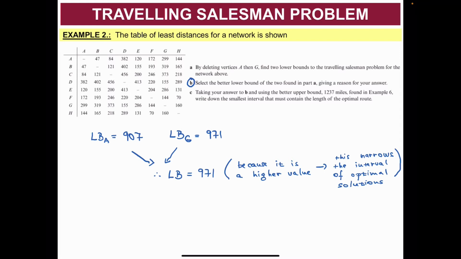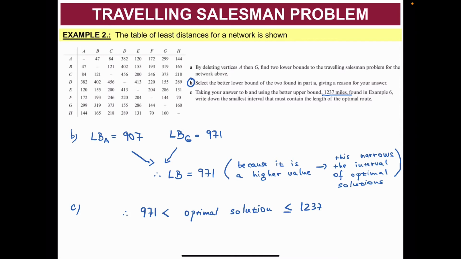And this would be the C case: taking your answer to B using the better upper bound, 1237. That was again from before. Write down the smallest interval that must contain the length of the optimal route. So you can say that 971 was the lower one. Then there will be the optimal solution, and it's less than or equal to 1237, that was given from before.